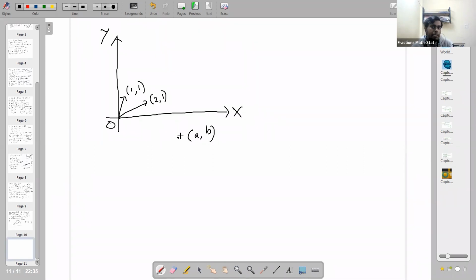So I claim that this a comma b can be written as a linear combination of these two vectors. That is 1, 1. You can multiply it with some alpha. 2, 1. You can multiply it with some beta and add them up suitably. You have to choose alpha and beta suitably so that you get this a and b. Okay. I claim that you can find this alpha and beta. So this a comma b can be written as a linear combination of these two vectors. So why is that so?